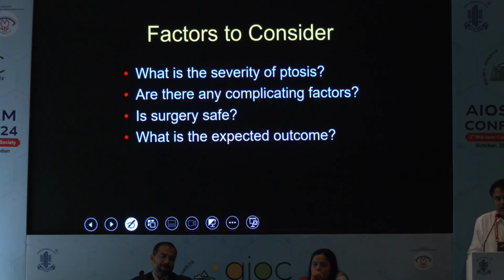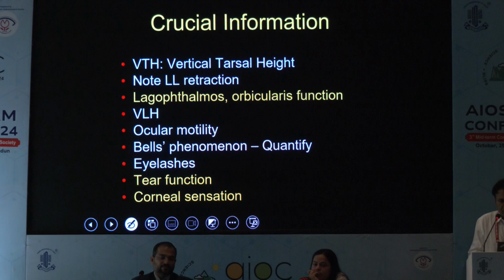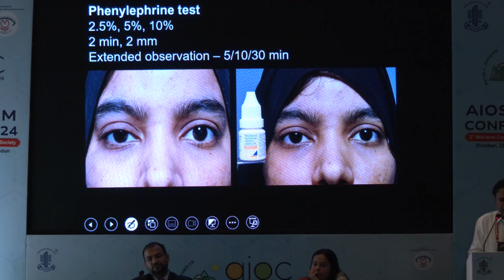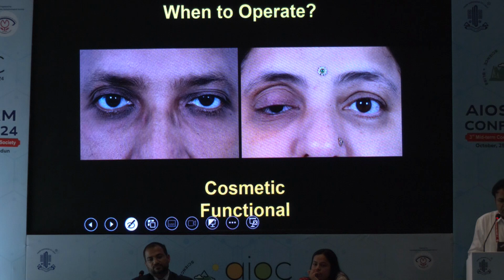Are there any complicating factors such as dry eye, or even for that matter, a giant fornix syndrome or a floppy eyelid that can complicate the surgery? Is surgery going to be safe for the patient, and what is the expected outcome? Critical information that you derive is just the same, but in addition you do the phenylephrine test to see if this patient would be a candidate for mullerectomy, and if so, then you could go ahead with it.